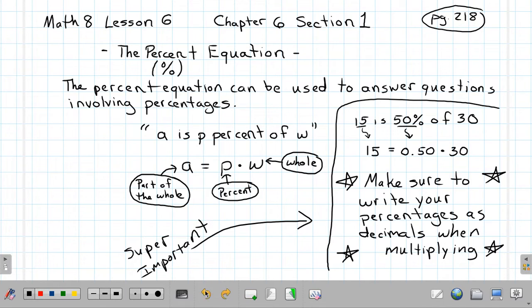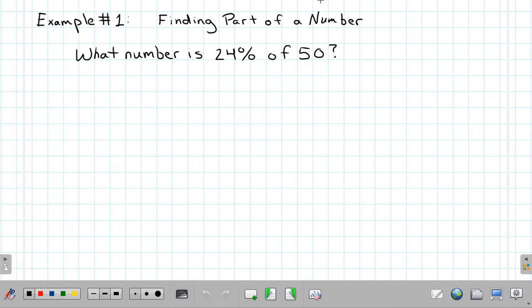Okay, let me do that a little better. Okay, so let's go ahead and jump into the first example. So first example, this is an example of a question where we need to find part of a number, okay? So in this case, we want to know what number is 24% of 50. So first thing we need to do, let's write down our equation. A is equal to P times W.